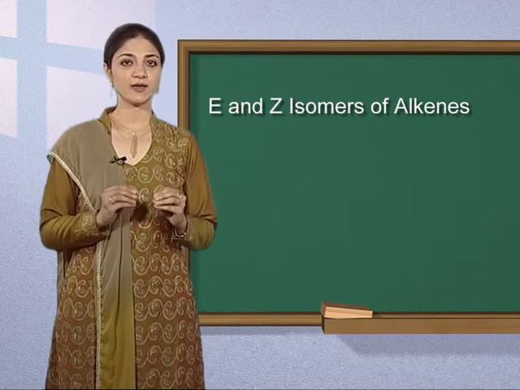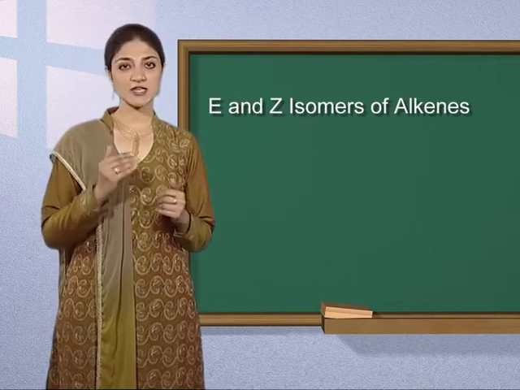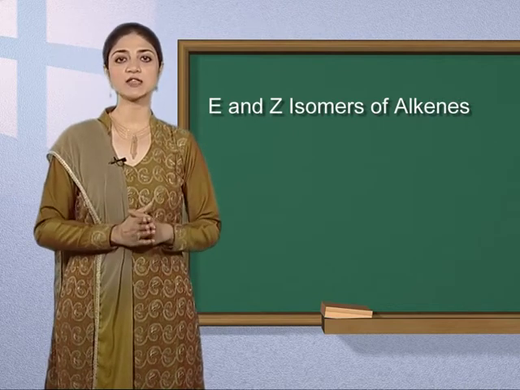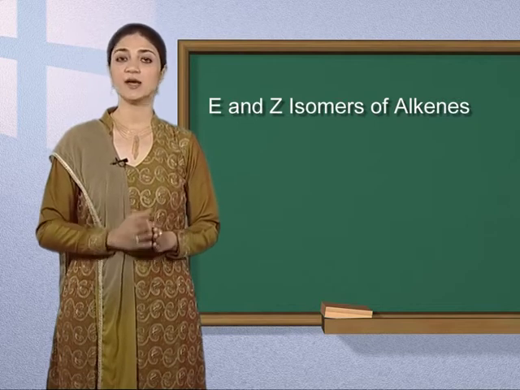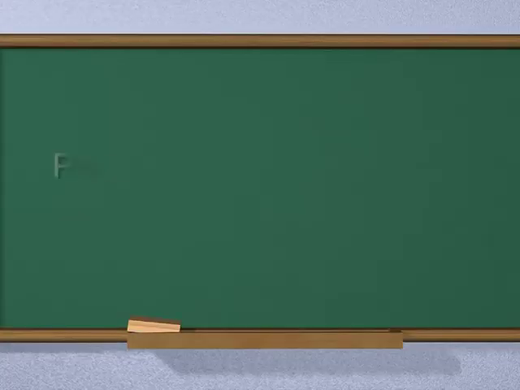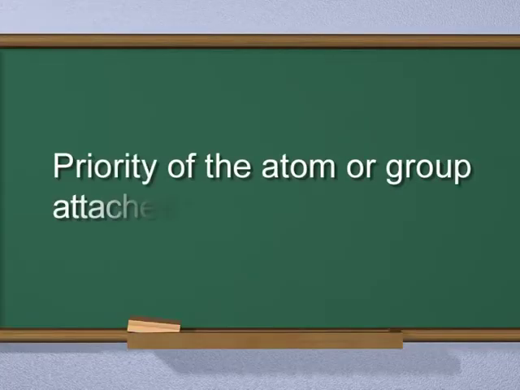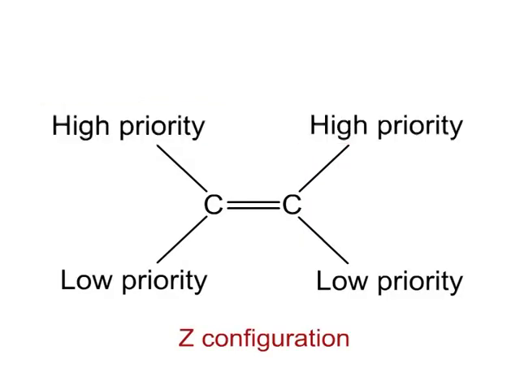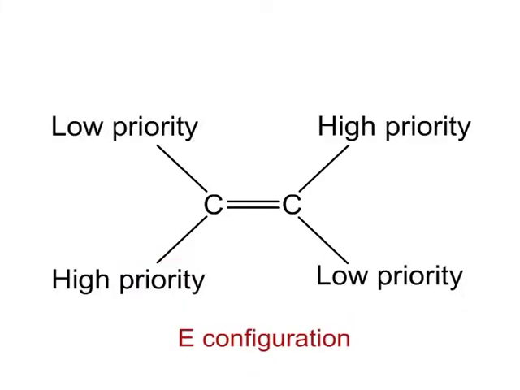If in an alkene, all the atoms or the groups attached around double bond are different, then their configurations are assigned in the form of E and Z. The E and Z configuration depend upon preference or priority of the atom or group attached around double bond. If high priority atoms or groups are on the same side of the double bond, then the configuration is Z, and if these are across the double bond, the configuration is E. Have a look at these on the screen.